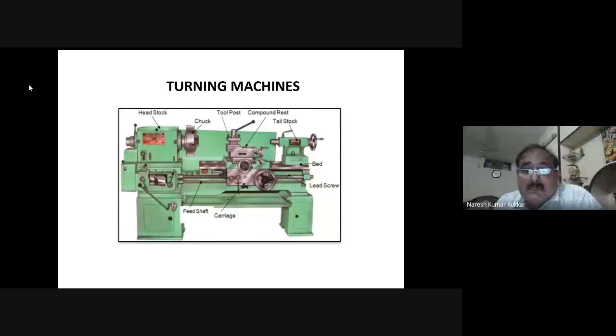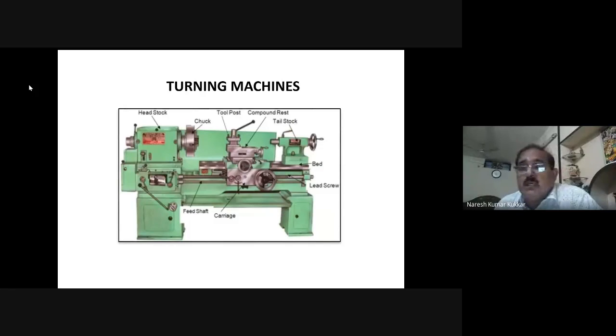penetration happens and chips are created to get the desired shape. But this is not for mass production. This is for single production. You can create anything, a single type of tool or a single type of shaft, from the lathe.